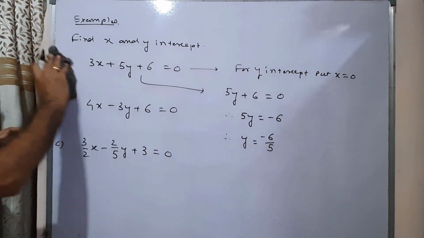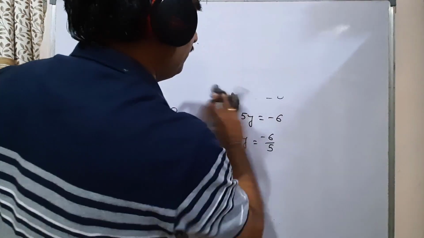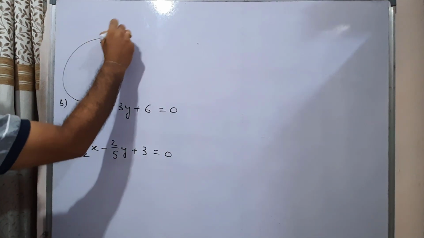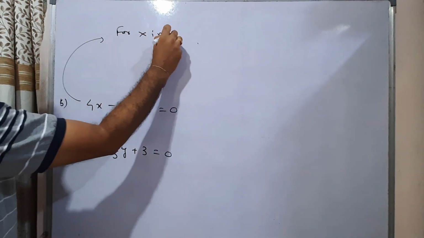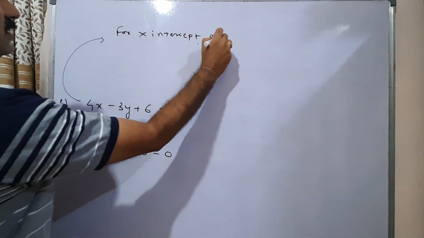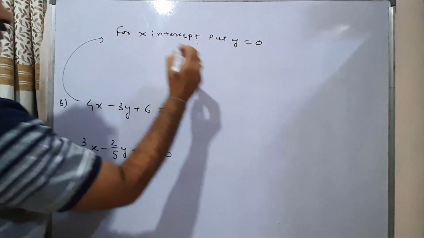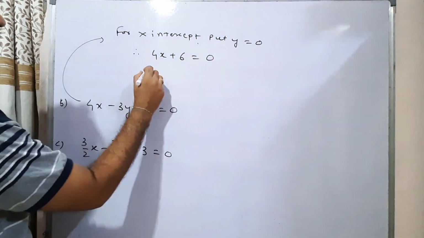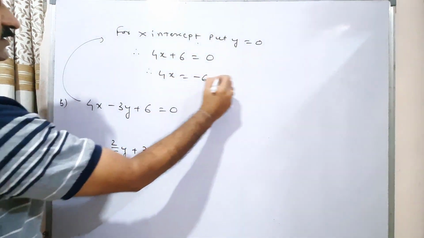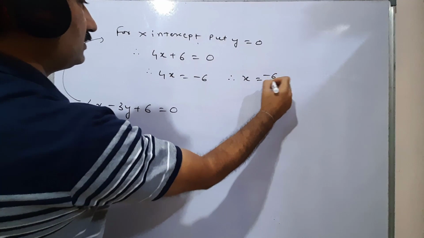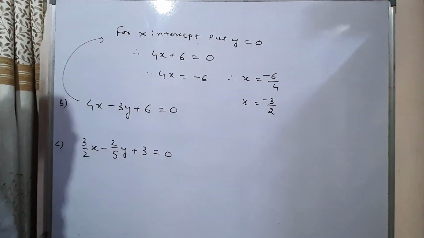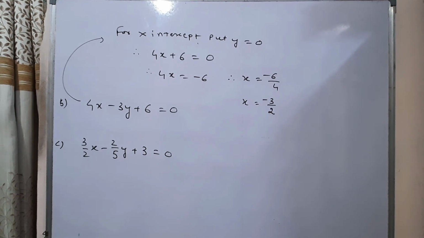Now in the second equation, again we substitute y equal to 0 for x-intercept. For x-intercept, put y equal to 0. So what we get? 4x plus 6 equal to 0. 4x equal to minus 6, or x is equal to minus 6 upon 4. So here we get minus 3 upon 2.